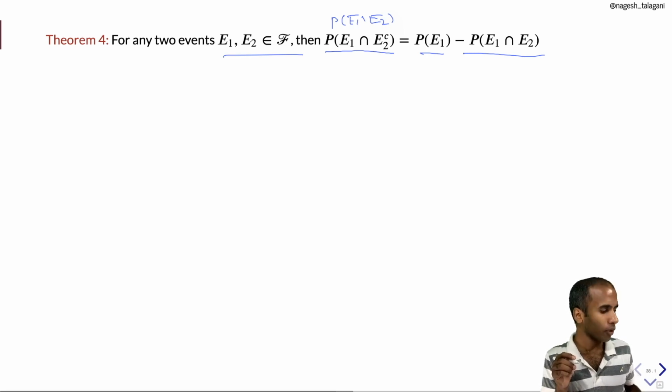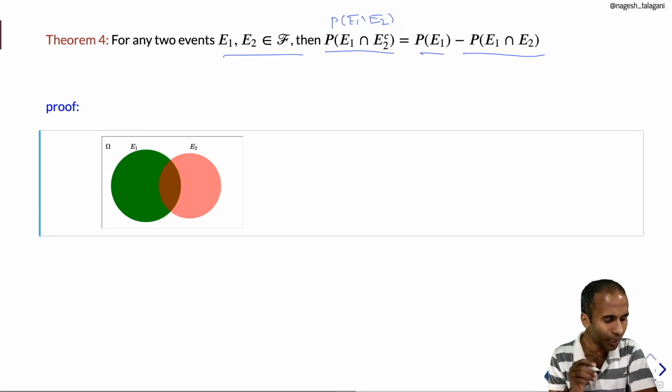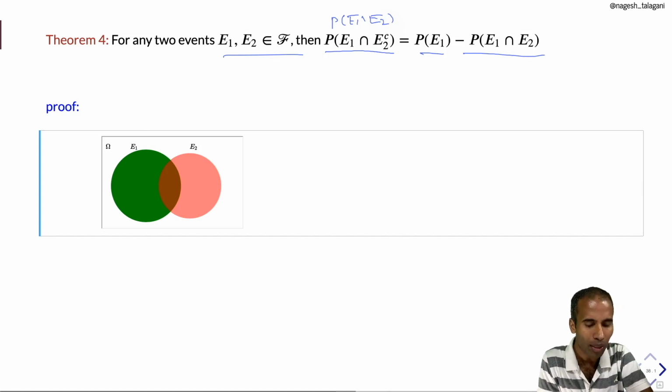Okay, let's prove this. Proof. Look at this Venn diagram here. This rectangle area is all sample space omega. Here E1 is covered in one circle, E2 is covered in one circle. They overlap like this. Now you see the green portion consisting of outcomes in E1 but not in E2. And the brown portion is outcomes in E1 and E2. So the whole E1 is made of green portion and brown portion.